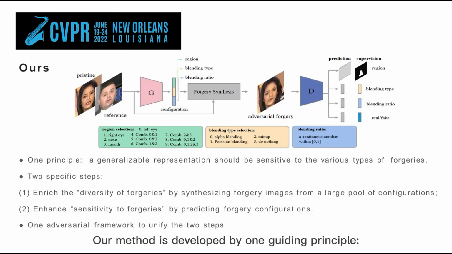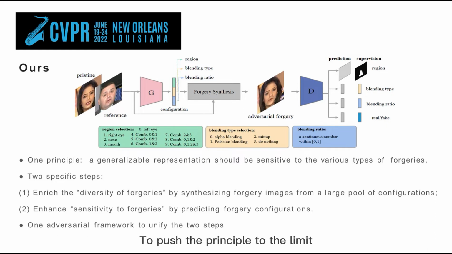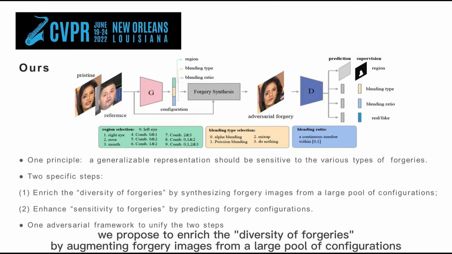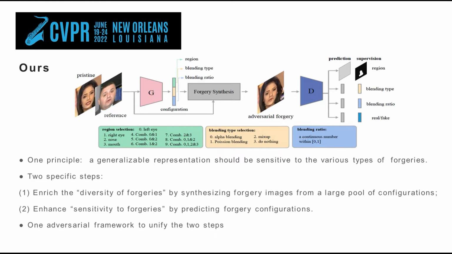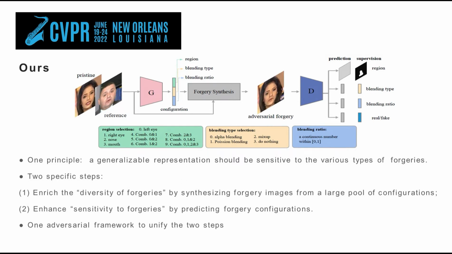Our method is developed by one guiding principle. A generalizable representation should be sensitive to various types of forgeries. To push the principle to the limit, we propose two specific steps. First, we propose to enrich the diversity of forgeries by augmenting forgery images from a large pool of configurations, which are the multiple choices of blending region, type, and ratio. Second, we propose to enhance the sensitivity to forgeries by predicting forgery configurations in addition to judging if it's a forgery or not. To seamlessly integrate the two steps, we propose a unified adversarial framework.